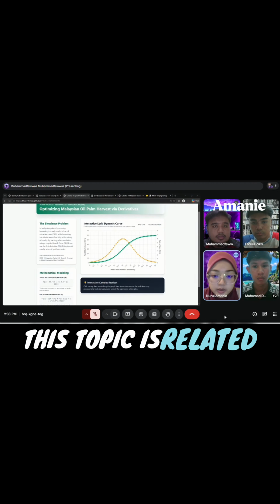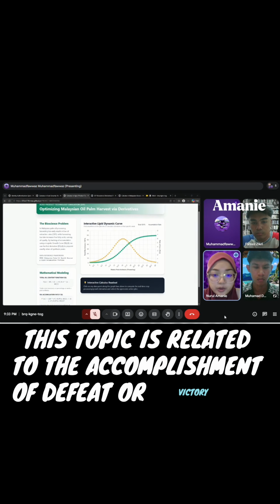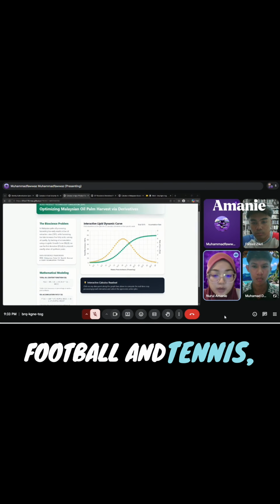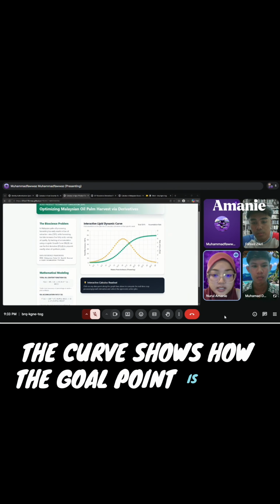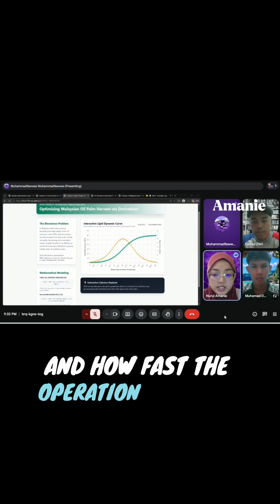Today I will be presenting about the interactive lipid dynamic curve. This topic is related to the accumulation of lipid or biomass in plants after anthesis, which is the flowering stage. The graph shows how the oil quantity changes over time and how fast the accumulation occurs.